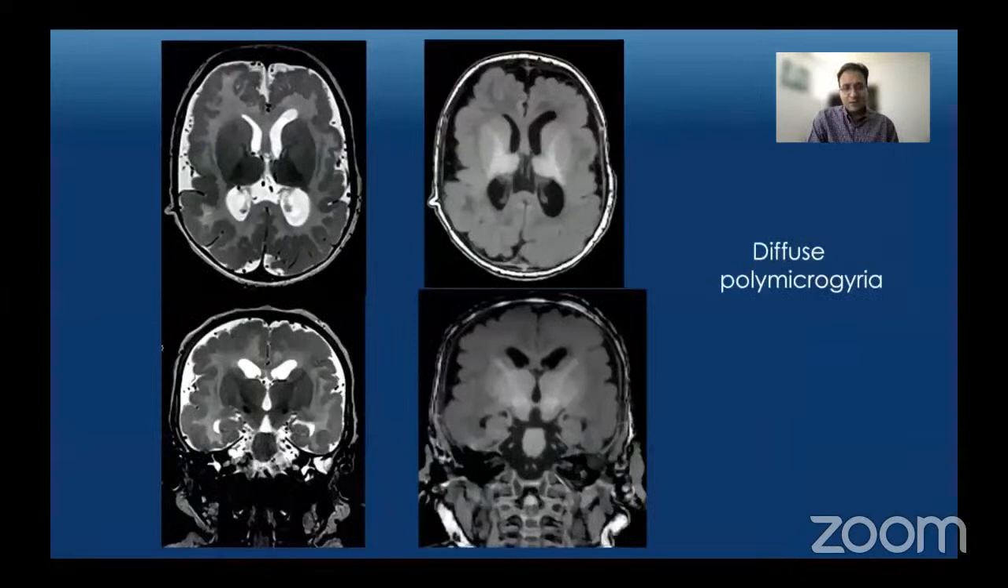This is an example of diffuse polymicrogyria. A young child, a few months old, presented with infantile spasms. On the T1 and T2 weighted MRI, we see this abnormal gyral and sulcal pattern bilaterally. The gyri are abnormally wide, the sulci are shallow, and there is this nodular lumpy bumpy appearance of the gray white junction throughout. So this is an example of bilateral diffuse polymicrogyria.